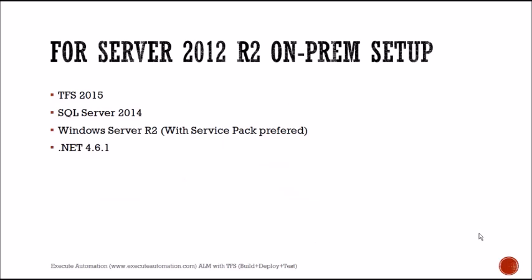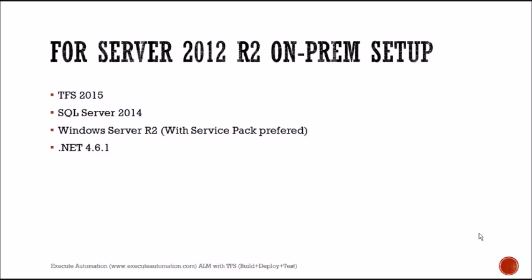So after seeing this architecture, you'll be wondering how the environment setup will be. So for the Server 2012 R2 on-prem setup, the actual prerequisite is something like this. You will have a Team Foundation Server 2015. You should have it. And then you should have SQL Server 2014 installed in the machine, which is nothing but the server machine. And of course, you should have Windows Server R2, right? And with a service pack, which is preferred.